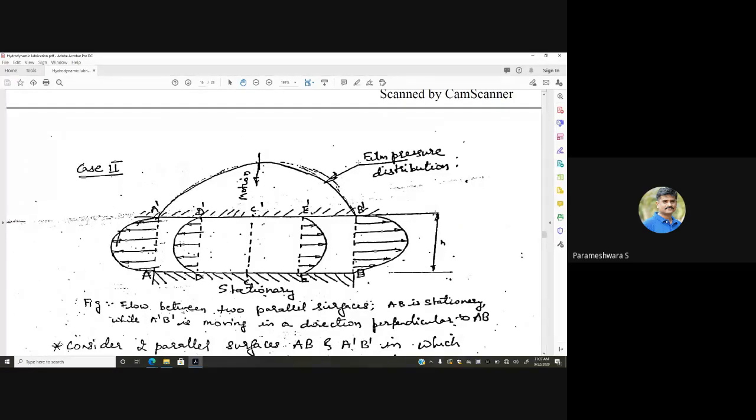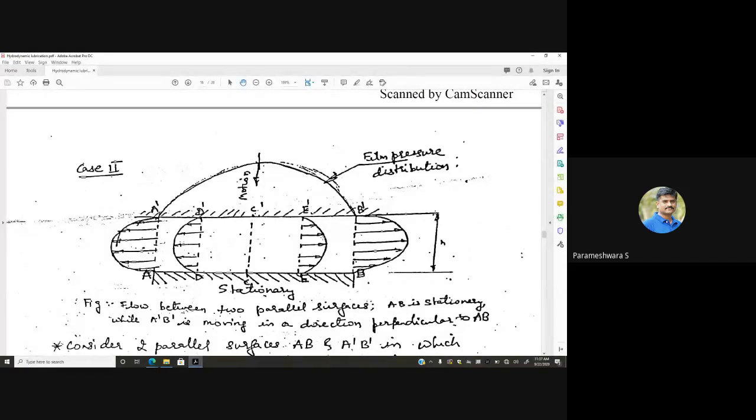So in the examination, you may get a different question on this: explain the mechanism of pressure development in an oil film, considering the various cases. So the first case I have discussed. The second case is flow between two parallel surfaces where AB is stationary and A dash B dash is moving against AB in a perpendicular direction. Just I will explain this mechanism.